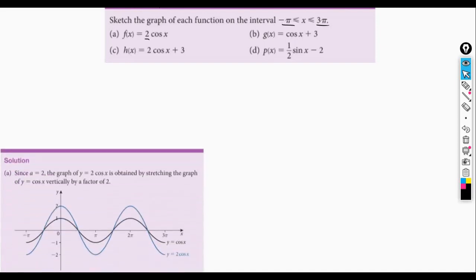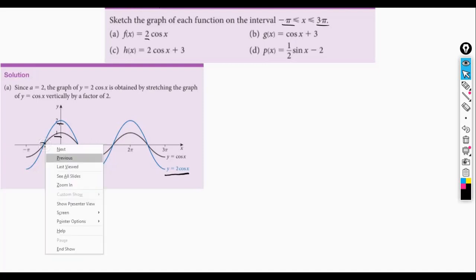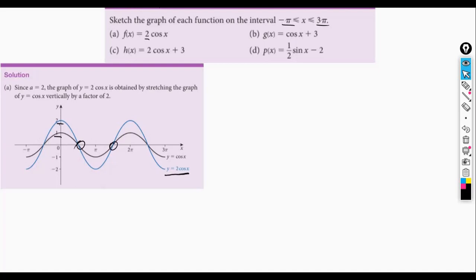So let's take a look at that graph. Notice that the function in blue is y equals 2 times cosine of x, and the only thing that has been affected is the amplitude. So instead of going through 1 at x equals 0, it's going to go through 2. And all the other aspects of the function remain the same. Notice that it intersects the x-axis at the same points. But it is stretched by a factor of 2.